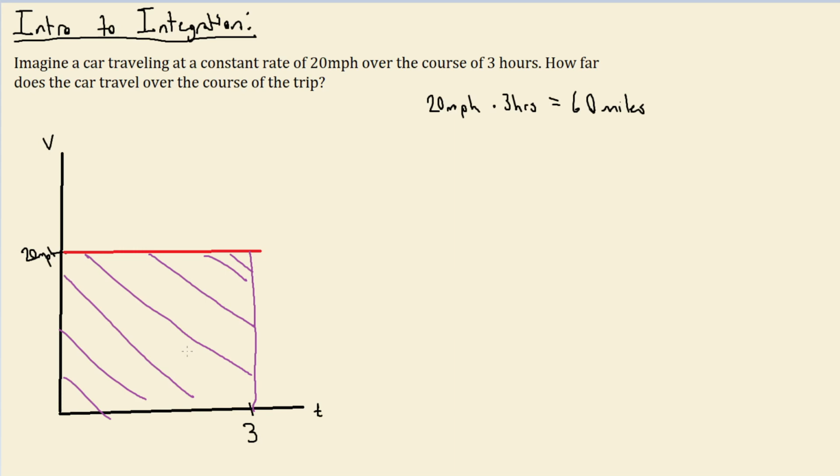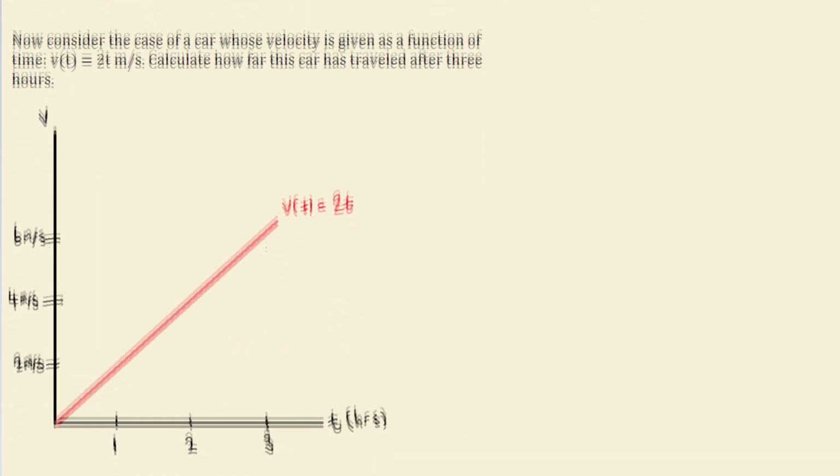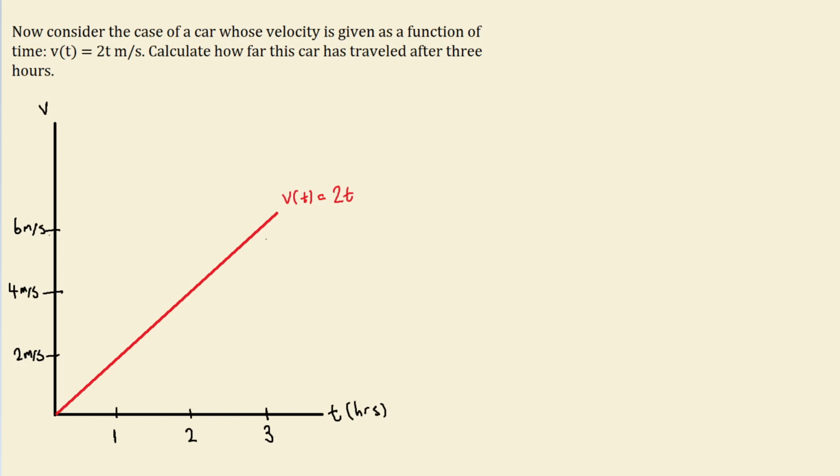What we want to do is see what happens when this velocity is not a constant value. It's something that changes. So with that in mind, I have this other example here. Now we're going to consider the case of a car whose velocity is given as a function of time. V of t is equal to 2t meters per second. And we're going to calculate how far this car has traveled after 3 hours. Now, at first, it might seem easy to do this, but this is kind of challenging. The velocity of this car is changing at every single instant along the course of this interval.